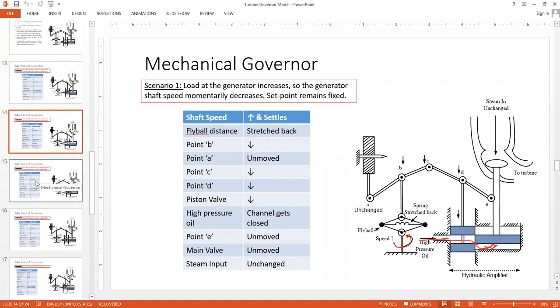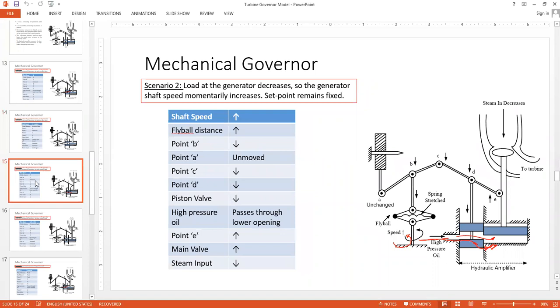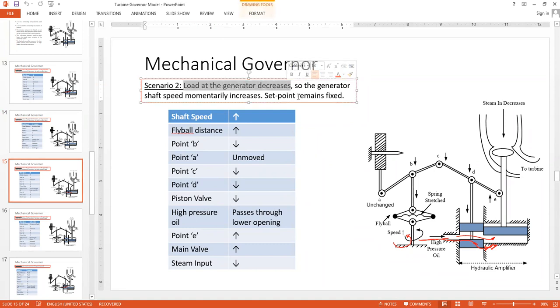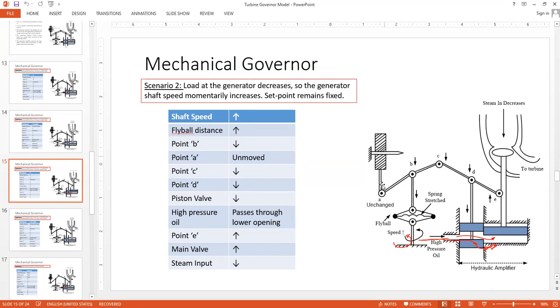Scenario 2 was the reverse case of scenario 1. In this case, at the initial part, again the speed was sensed, but now the load at the generator was decreased. Because of the load decrement, the mechanical power input was higher at the beginning, and accordingly the generator accelerated. Because of that, the speed increased momentarily. And again, the set point was kept fixed. That means point A was kept fixed.